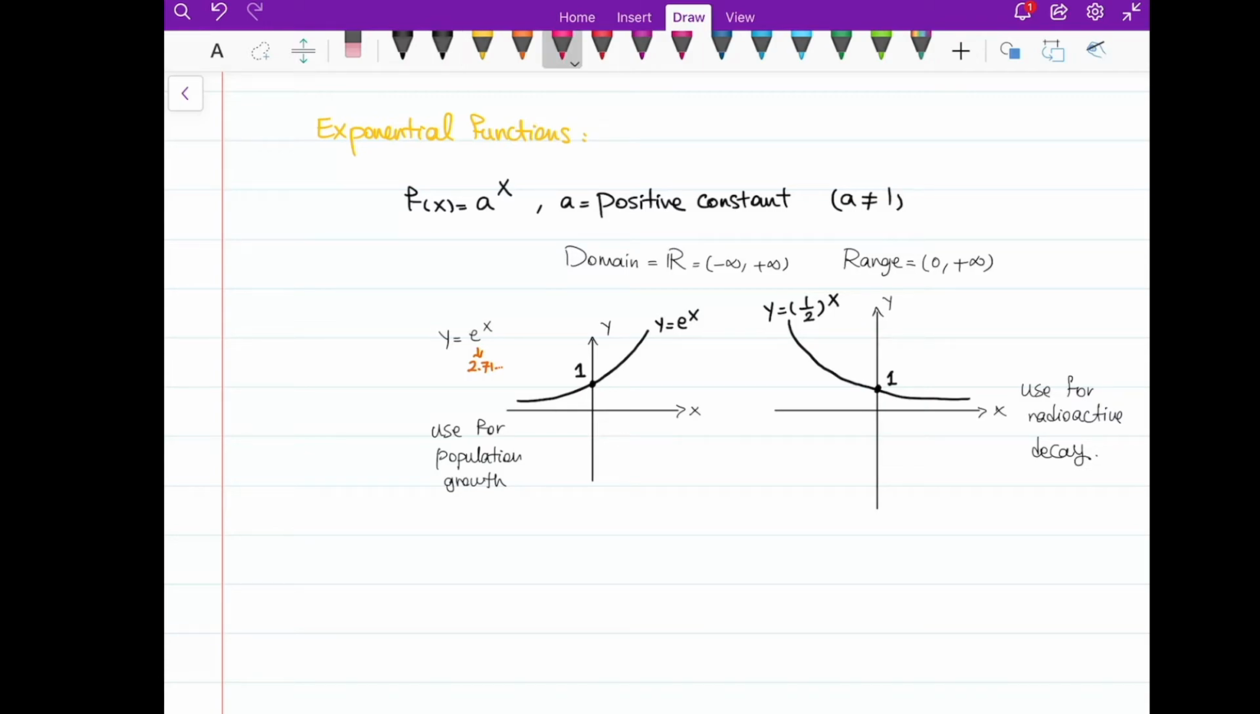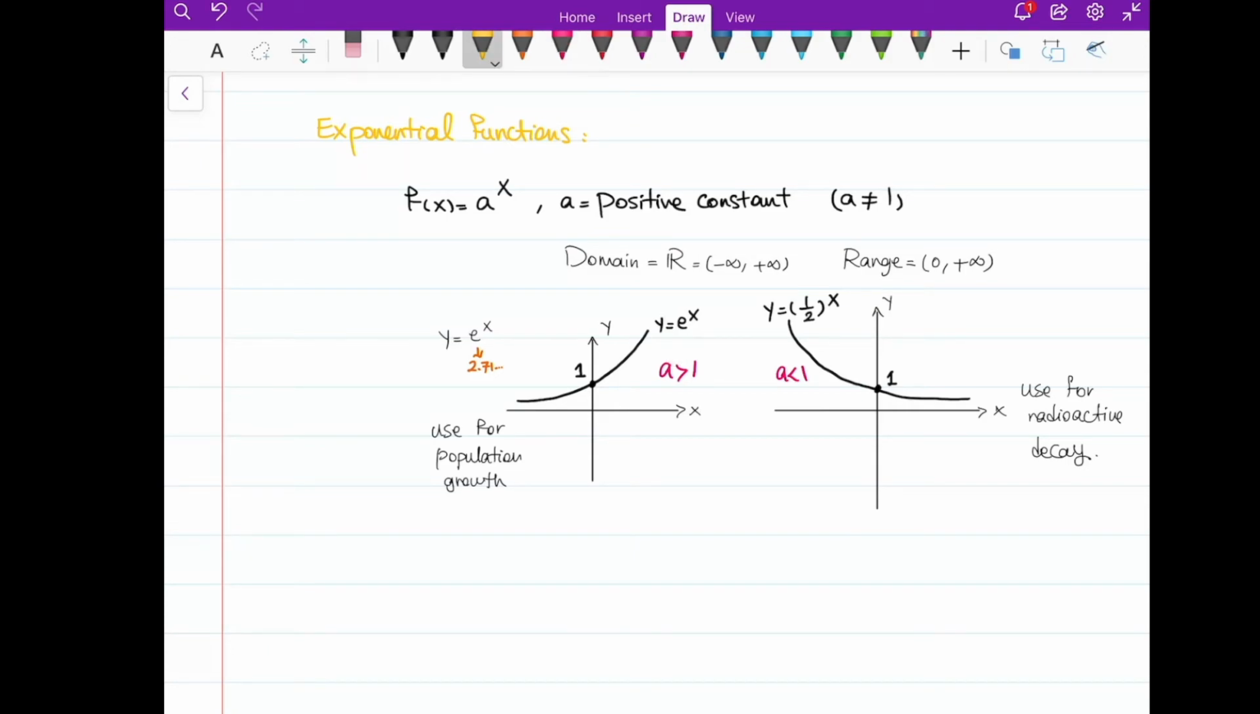And you see the difference between these two? This one is increasing, so whenever the base a is greater than 1, we have an increasing function. But then here, a is less than 1. The base should always be positive, greater than 0, and not equal to 1. But when it is between 0 and 1, some fraction or decimal, then we get a decreasing function like this. That's the difference between these two. Okay, that's all I wanted to cover for the exponential function.